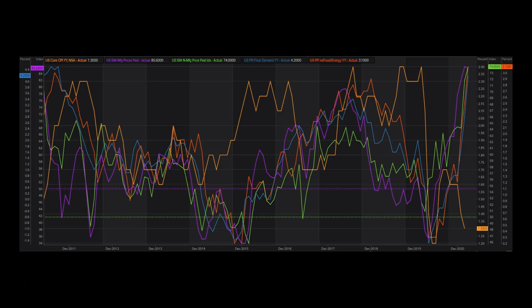Now, with rising ISM prices paid, as well as rising PPIs, as well as higher commodity prices recently, which can of course have spillover effects into the core CPI, even though it is stripped out of that headline number, there is credence to the view that inflation could overshoot for higher and longer than the Fed is currently anticipating.